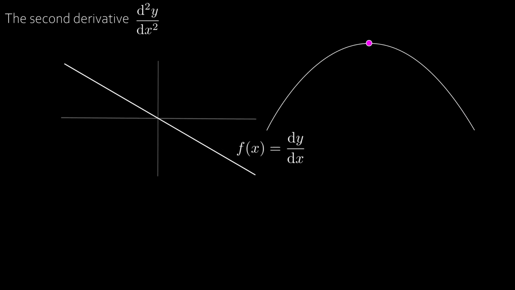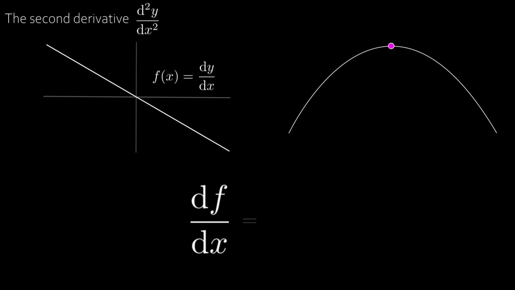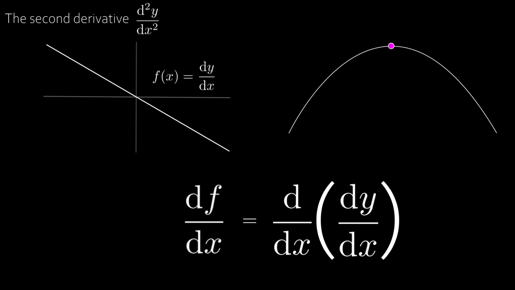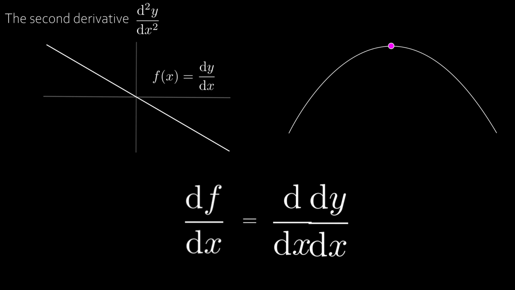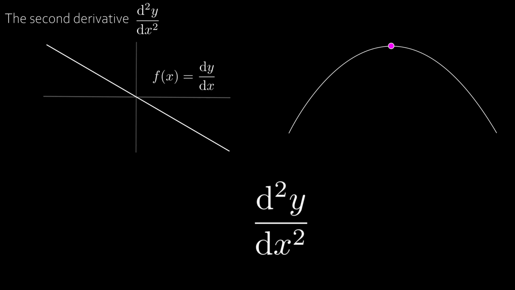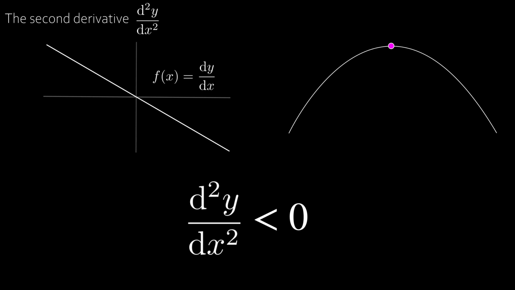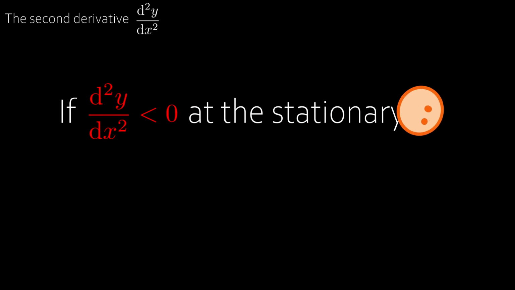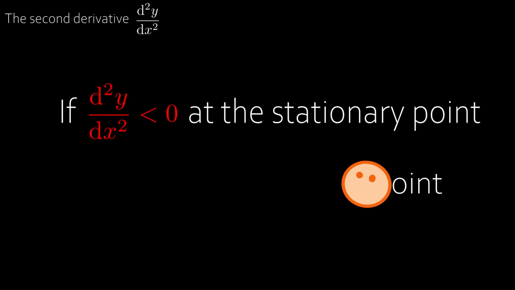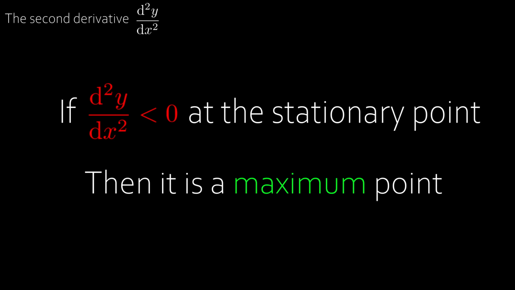That means that df/dx, which is equal to d/dx of dy/dx, and we know that that's just d squared y over dx squared, is less than 0. And this gives us the famous rule that if the second derivative is negative at the stationary point, then it is a maximum stationary point.